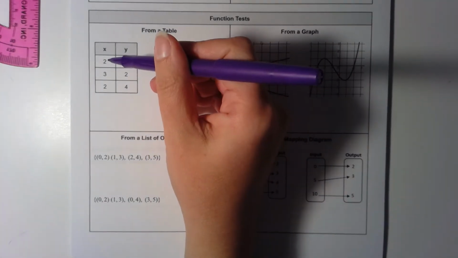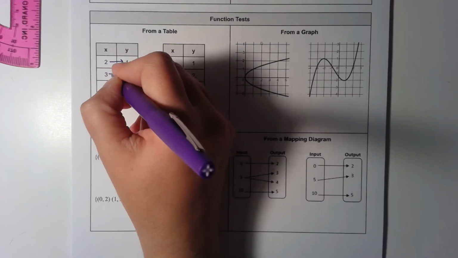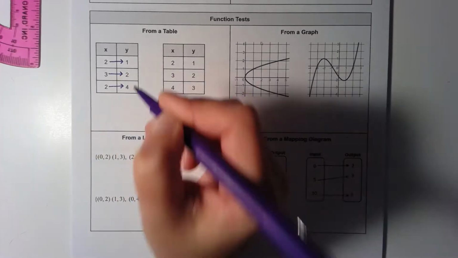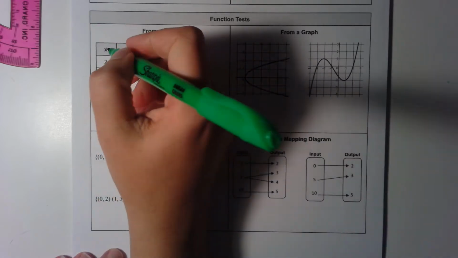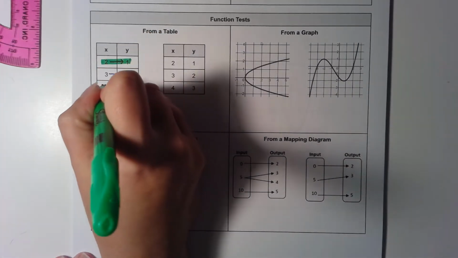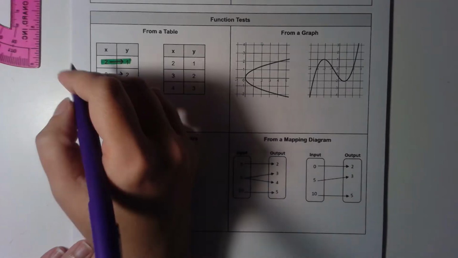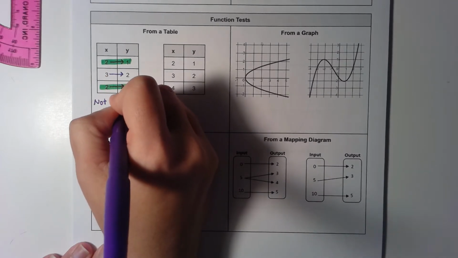So what we need to think in our head is that 2 is going to 1's party, 3 is going to 2's party, and 2 is also going to 4's party. Well, our rule is that every input can only correspond to one output. However, in this problem, 2 is trying to go to two different parties. It's trying to go to 1's party and to 4's party. So we would say that this is not a function.